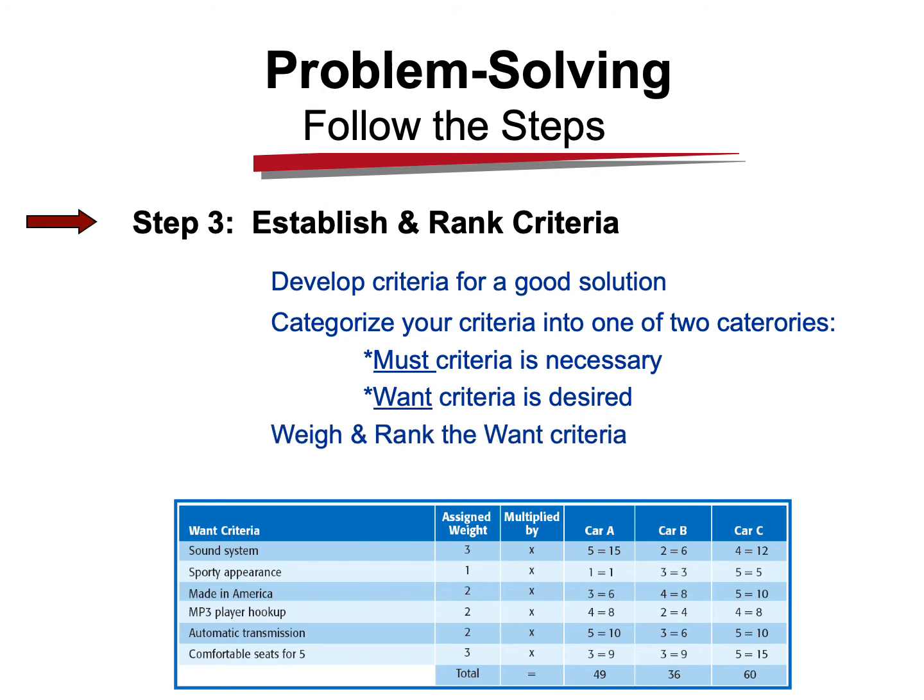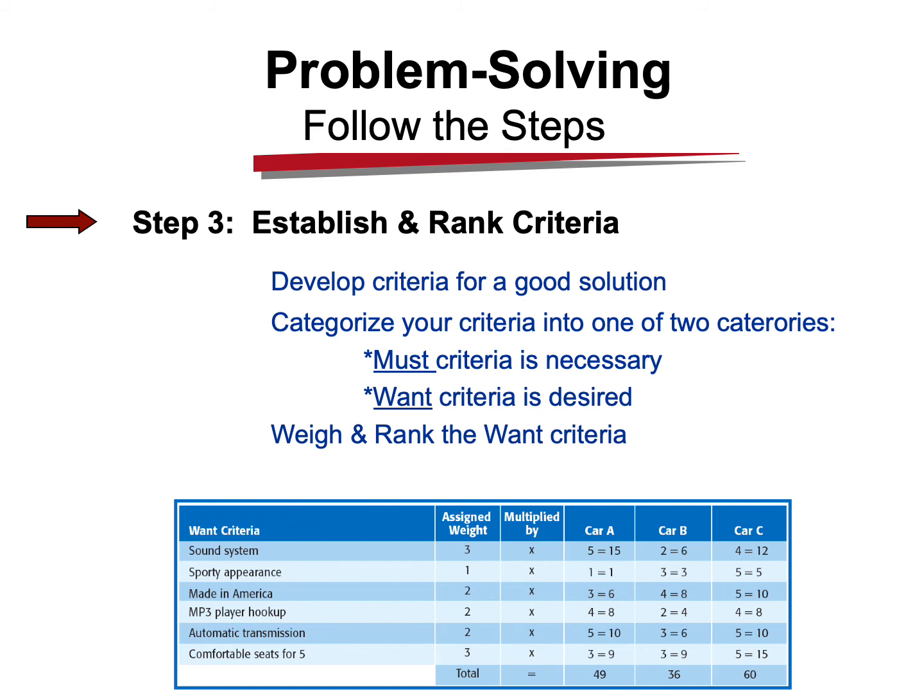And then what you would do is rank them. You want to rank the want criteria. So here's an example of want criteria and how you would rank it. The most important want criteria would have the highest weight. Like sound system is the 3. The look is a 1. So it's more important to have that sound system.